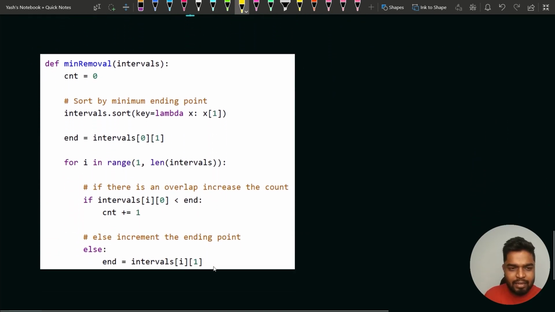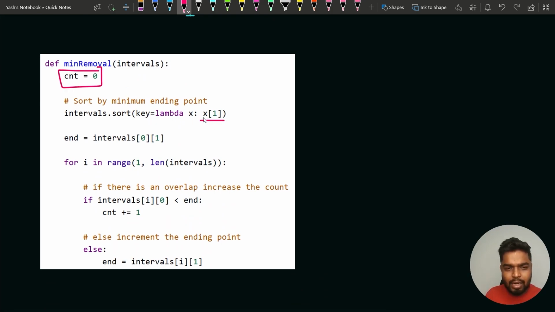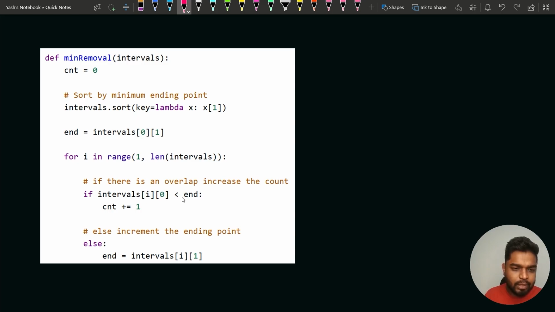So if you see here, again we have to mark the counter as 0, and we are sorting according to the ending time. So we are passing key is equal to lambda x colon x[1]. This indicates that we are sorting according to the ending time. Now after that, initially the ending will be updated to the ending of the very first interval, and then we'll iterate. If the starting of the ith interval is less than the ending, then we increase the counter. Otherwise, if there is no overlap, you update the ending to the ending of the ith interval. So this is how you can code it.